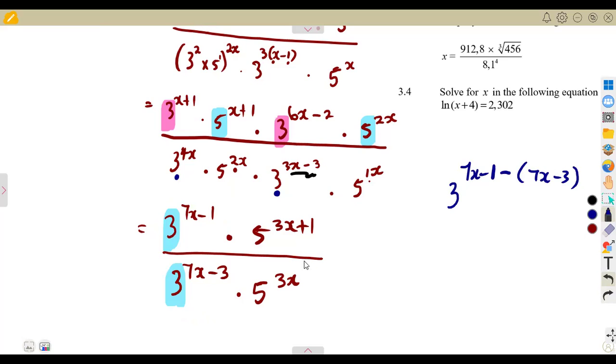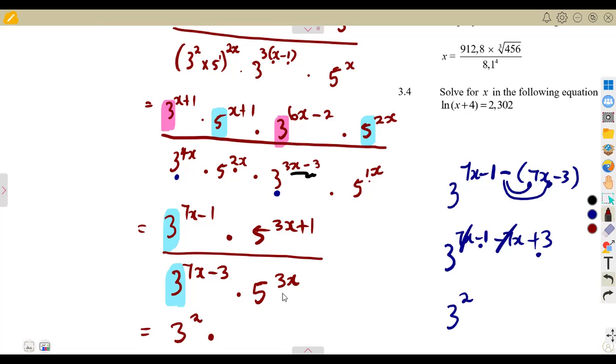Always take a negative with a pinch of salt. Whenever there's a negative, open a bracket. The negative affects everything. So this is 3 to the exponent of 7x minus 1. Minus times this, that's minus 7x. Minus times this, that's a positive 3. So that's 7x minus 7x cancels. Minus 1 plus a 3, that is a 2. So meaning to say, on the part of 3, we were going to obtain 3 to the exponent of 2 times. You move on to the 5, you do the same thing.